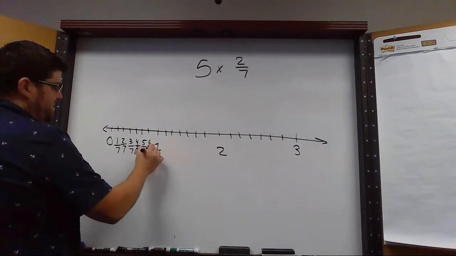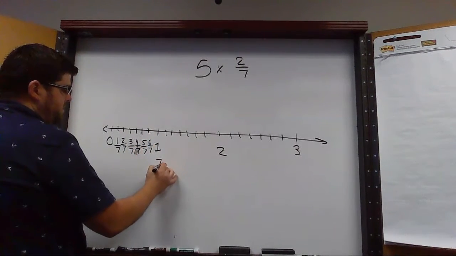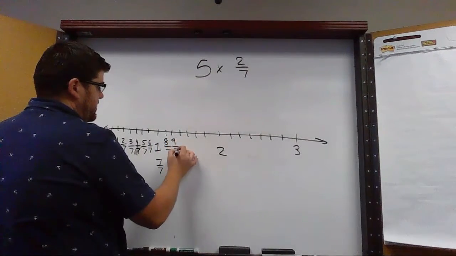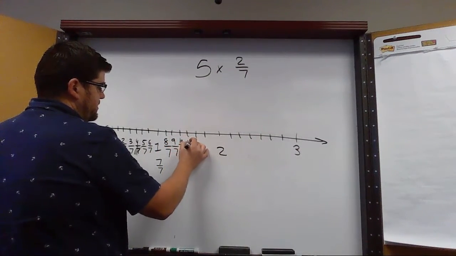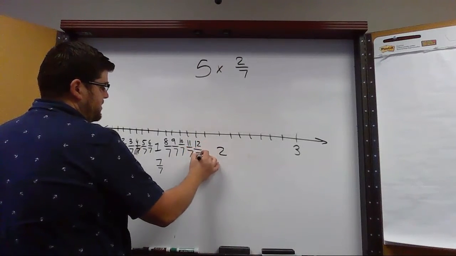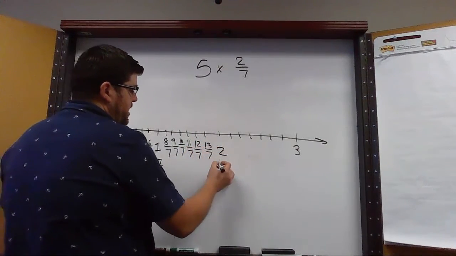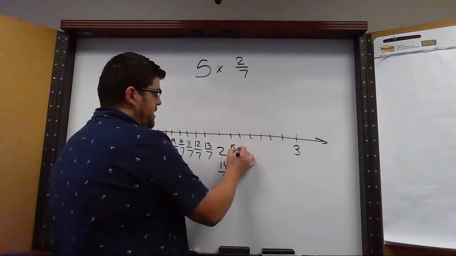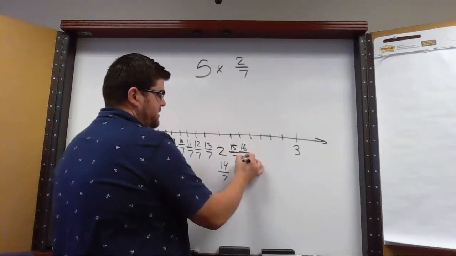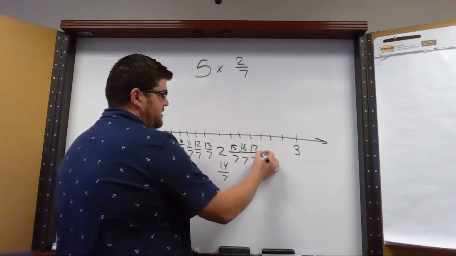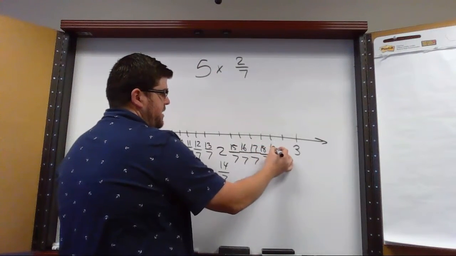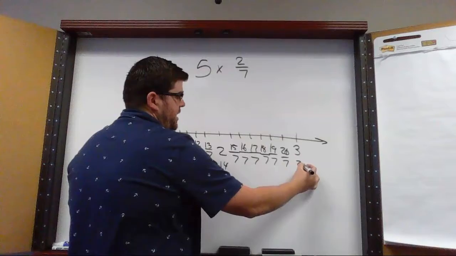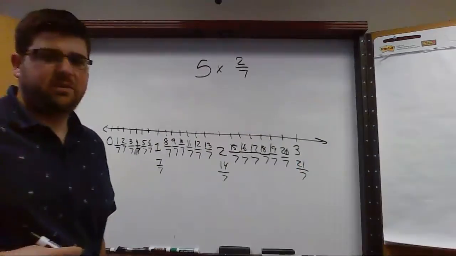5/7, 6/7, and then 1 whole is the same thing as 7/7, 8/7, 9/7, 10/7, 11/7, 12/7, 13/7, and then 2 wholes is the same thing as 14/7. Let's keep going. 15/7, 16/7, 17/7, 18/7, 19/7, 20/7, and then 3 wholes would be equal to 21/7.